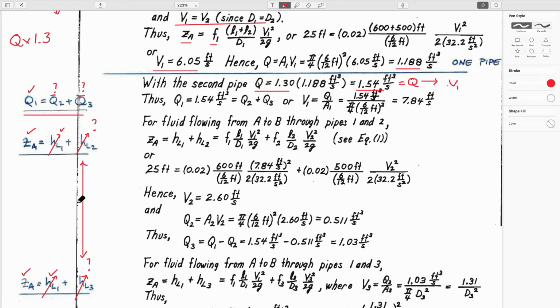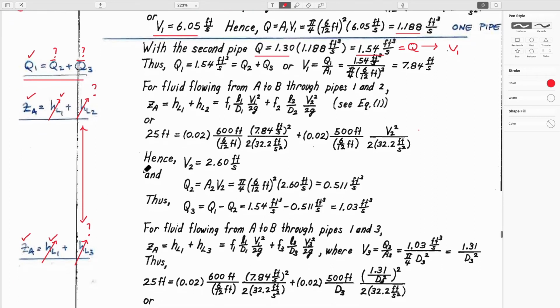So in terms of solving equations, you have three equations, 1, 2, 3. You have three unknowns. You don't know what this flow rate is. You don't know what this flow rate is. And you don't know what this head drop is, and those are the only three unknowns. And so the rest of it is solving for that.